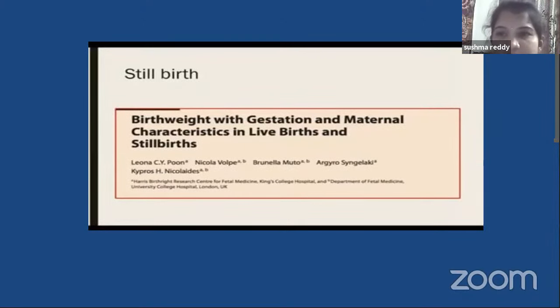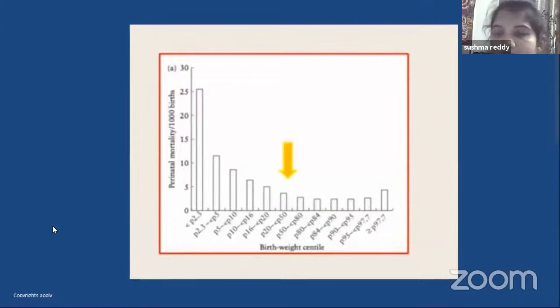So this study deals with stillbirth rates during the antenatal period, and it shows that fetuses below the 3rd percentile have the highest perinatal mortality. That is why fetuses less than the 3rd percentile, irrespective of Doppler changes, are considered fetal growth restricted. Whereas even if they are less than the 10th percentile, some fetuses can have high perinatal mortality if there are Doppler changes. And when do we have the least perinatal mortality? It is only after the 50th percentile, between the 50th and 80th to 90th percentiles, that perinatal mortality is low.